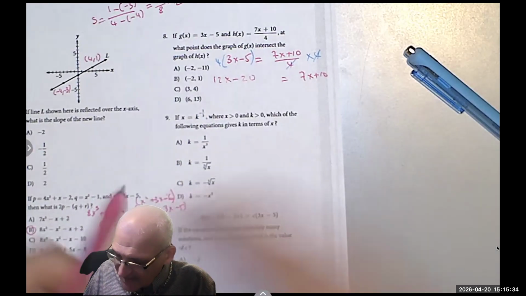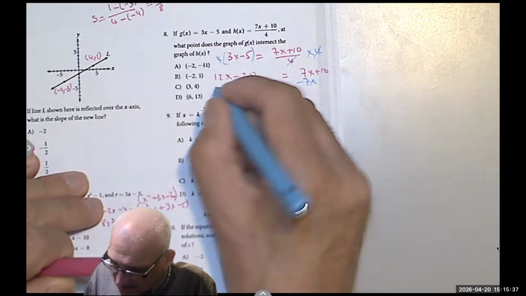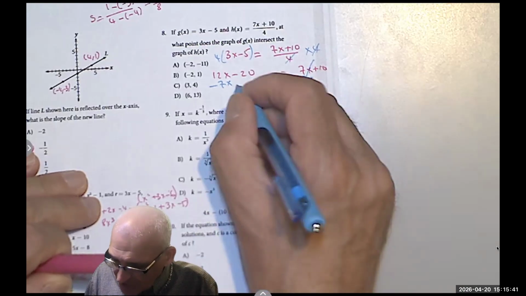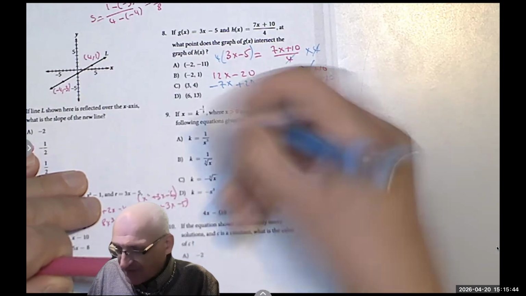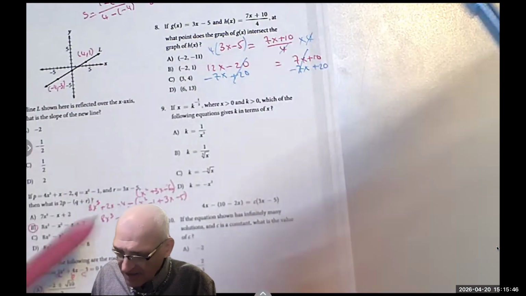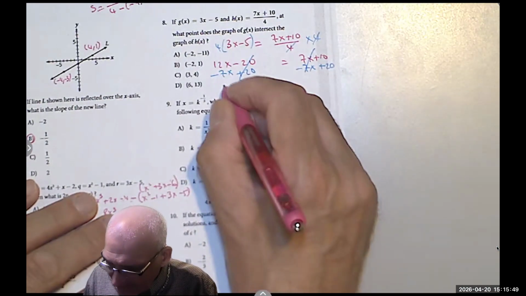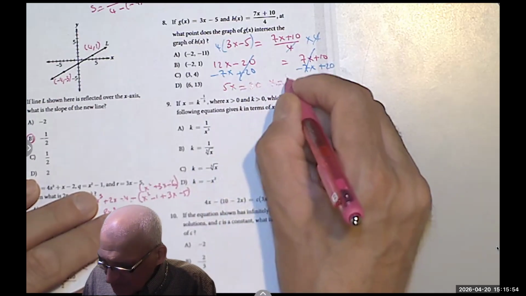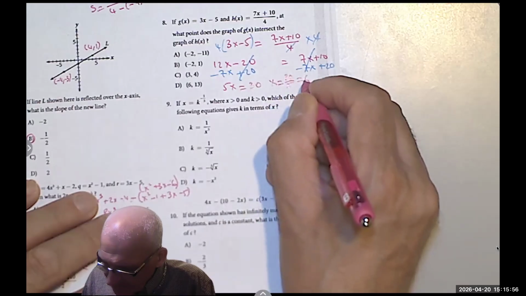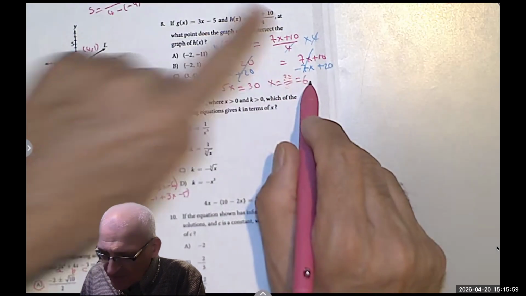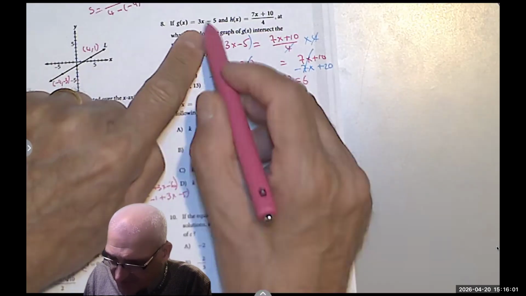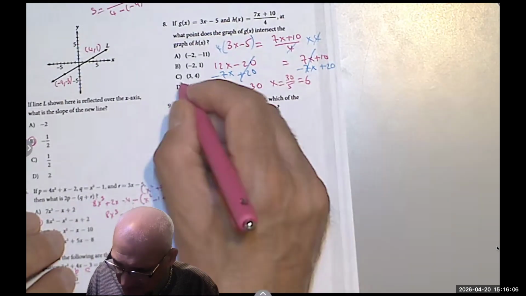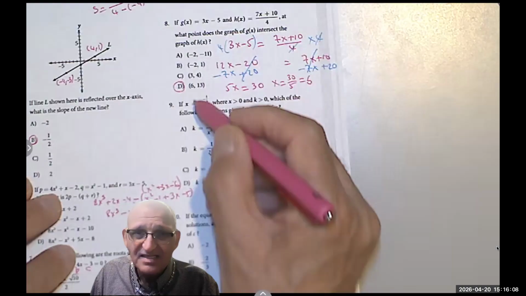Now, I subtract 7x from both sides, so to move the x's to the left, and then I'm going to add 20 to both sides. So instead of doing it in 2 steps, I do it in a single step. 12 minus 7 is 5x. 10 plus 20 is 30. X equals 30 over 5 equals 6. If x is 6, you can substitute in any one. Probably this is easier. 6 times 3 is 18. 18 minus 5 is 13. So 6 and 13 is D. In fact, it's the only one that has 6 as x.